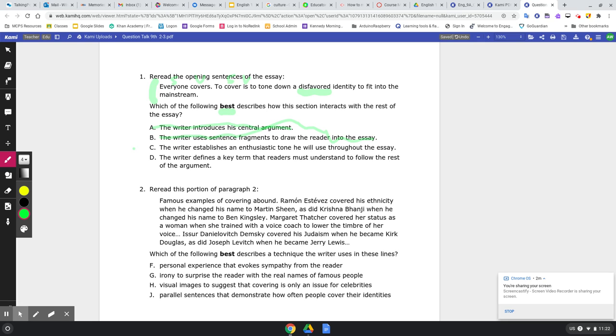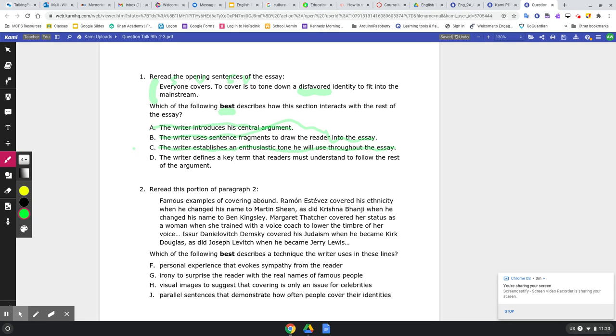The writer establishes an enthusiastic tone he will use throughout the essay. Enthusiastic, what does that mean? That's the key word here. Enthusiastic means happy. And this says to tone down a disfavored. So that kind of means to tone down your own identity. I don't feel like the writer is enthusiastic there. So I don't think it's C either. All right, so that leaves me with D.